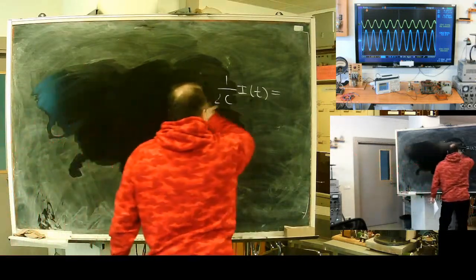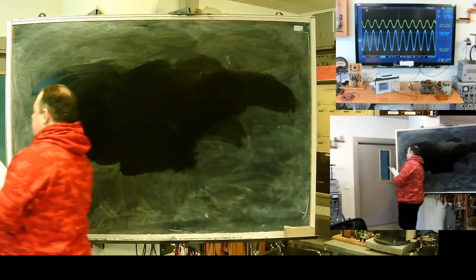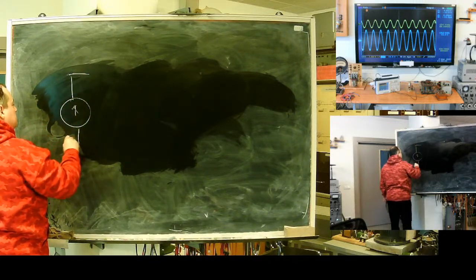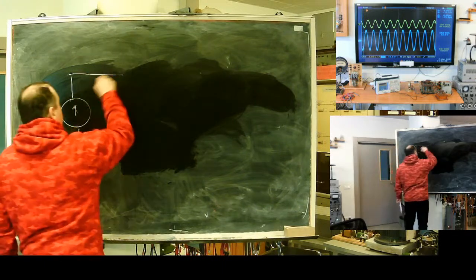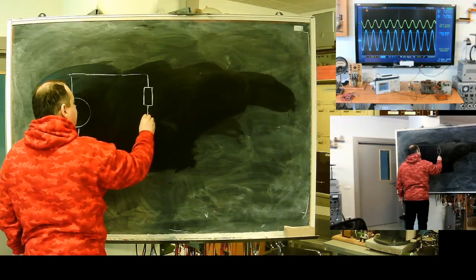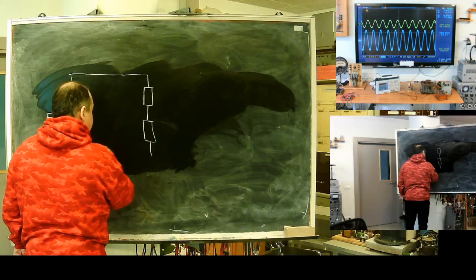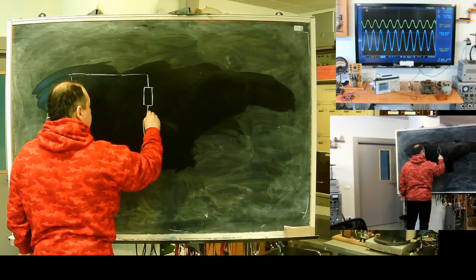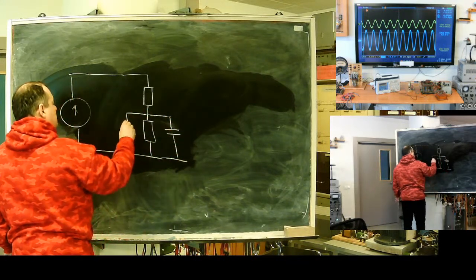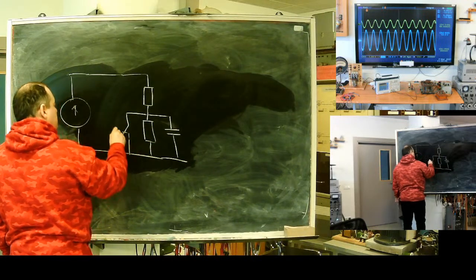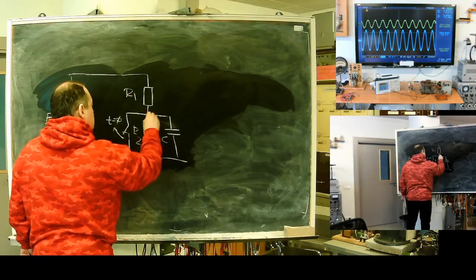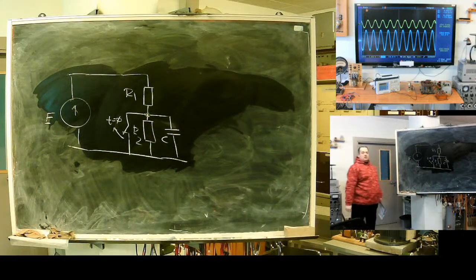I'll try to illustrate. Very simple. I have, let's say, something like a capacitor, and a switch will disconnect at time 0. Capacitance is a network.